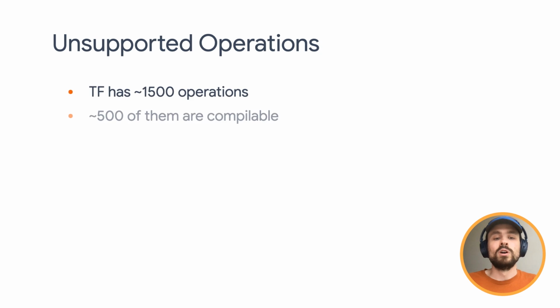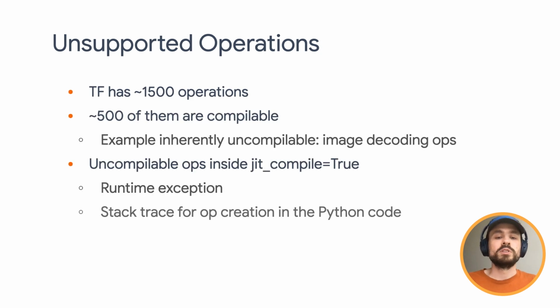As we said before, TensorFlow has roughly 1,500 operations. Only about a third of them are compilable. While for some ops this represents future work, in many cases the op is inherently uncompilable, for instance if it's a heavy image decoding op which could also perform some I/O. When an uncompilable op is found inside the JIT-compile equals true block, an exception is thrown to the user indicating an error.